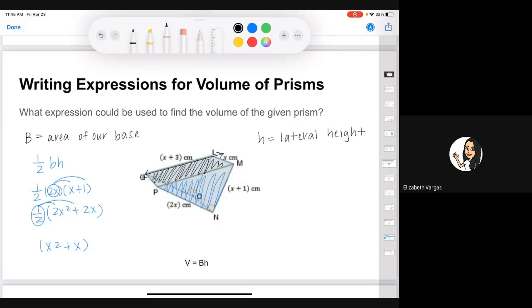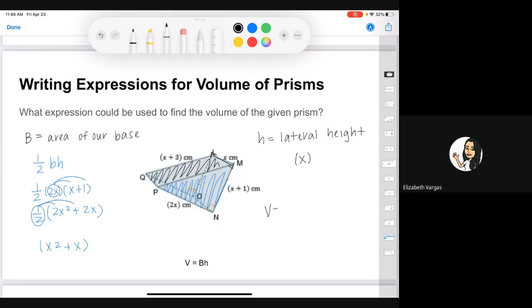Trying to see. I think it's x. So my height is x, actually. This is my height. That is my length of my lateral base. That was my fault. So this would represent my height right here. X.